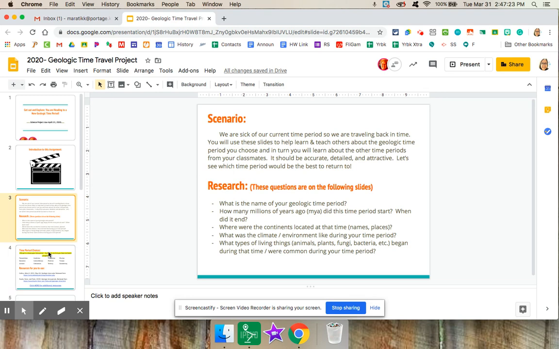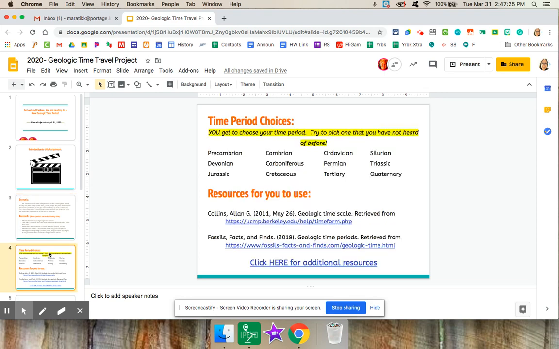So with those questions in mind, this is what you're going to need to do. Choose a time period. You get to choose your time period. Try to pick one that you've not heard of before. Now, everyone tends to go for Triassic or Jurassic because they're like, T-Rexes. I'm telling you, 100% sure, Jurassic Park got it wrong. T-Rexes didn't even live during the Jurassic time period. So pick a different one if you're going to try and find the T-Rex.